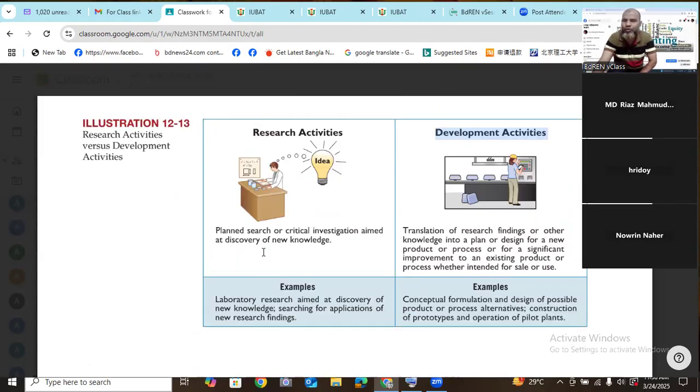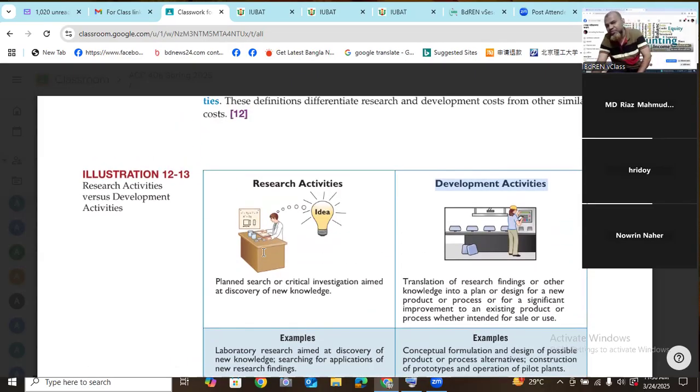Okay, we know for the teaching profession, especially for university teachers, they need to research for their respective subject. This is called research activities, aiming to discover new knowledge. This is the main aim of research.